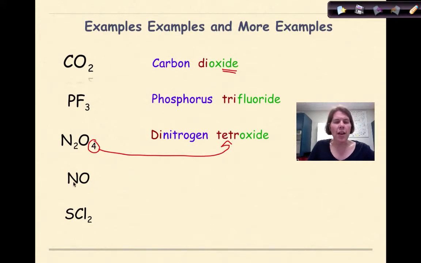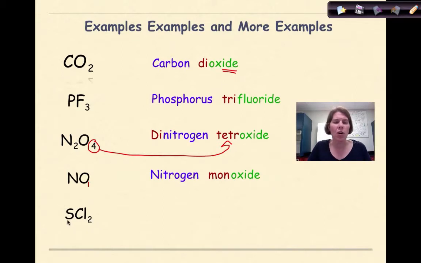Let's look at the next one, NO, not no, that's nitrogen and then 1 oxygen. So now we have to use the mono, and then it's oxide. And we typically wouldn't say monooxide, it sort of blurs together, so you would say monoxide. Because there is 1 oxygen here, anytime you have 1 nonmetal as your second element involved in these compounds, you're going to want to use the mono. So there we have nitrogen monoxide.